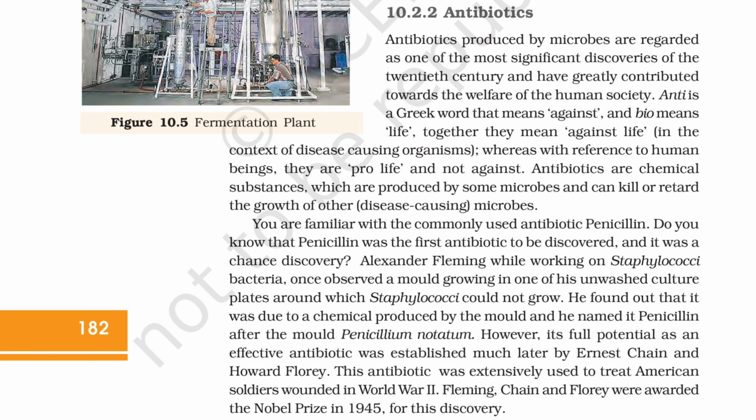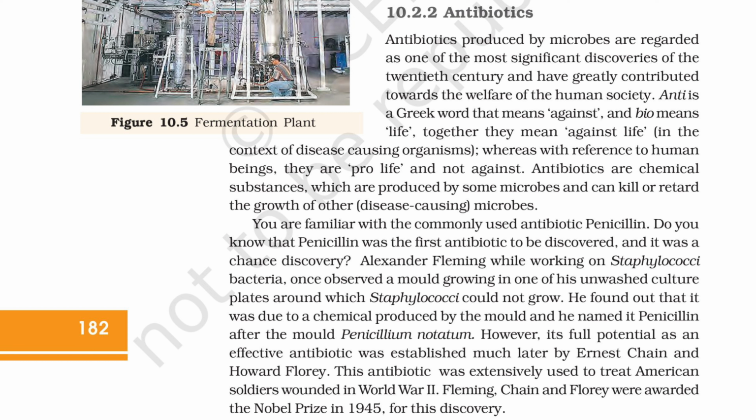Anti is a Greek word that means against, and bio means life. Together they mean against life in the context of disease-causing organisms. Whereas with reference to human beings, they are pro-life and not against.